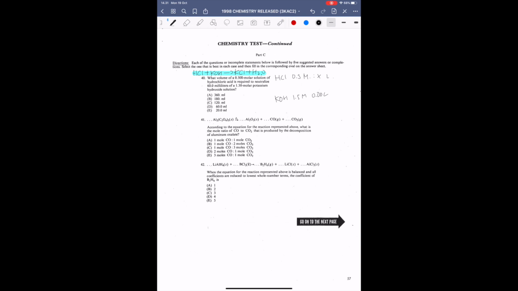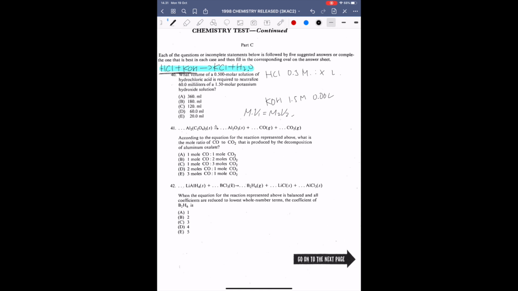Because the coefficients are already balanced, we know that for every 1 mole of HCl, we need 1 mole of KOH to neutralize it. So basically we can use the formula M1V1 equals M2V2, right? So what would the M be for the HCl side? This will be the HCl side, and this will be the KOH side, okay? What would the molarity of HCl be? Well, it's already given, right? It's 0.5.